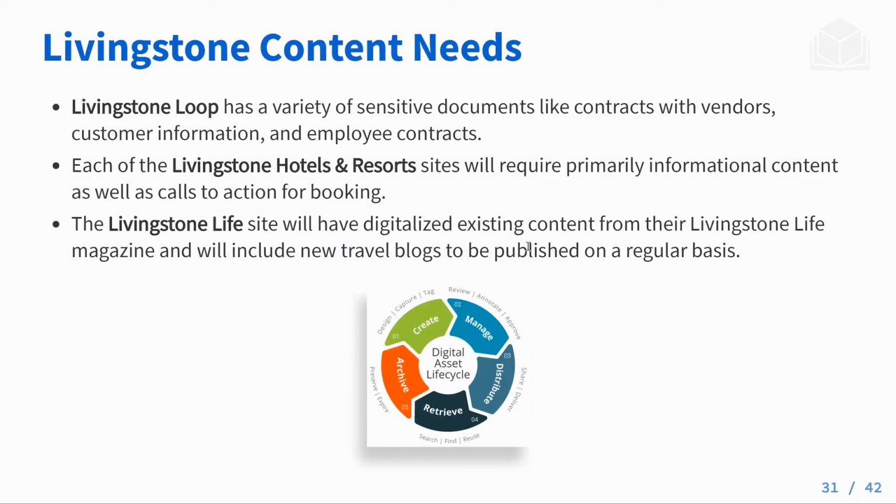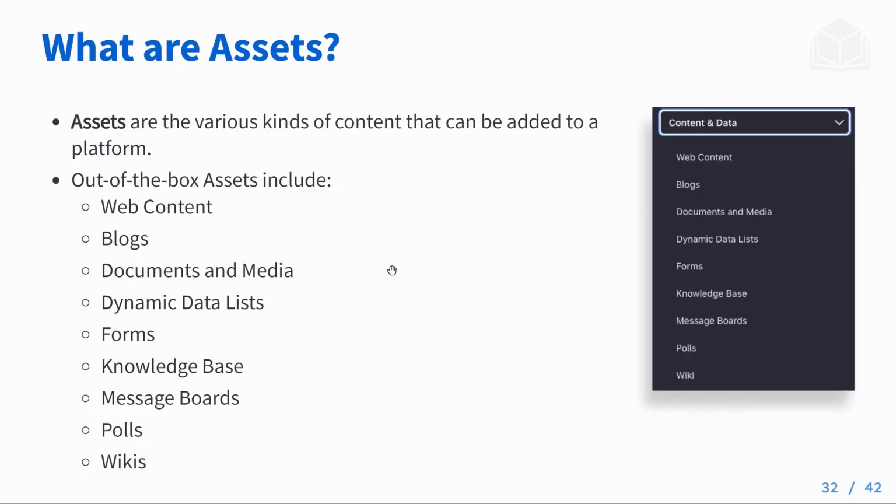So how does it do that? If we can remember, Livingstone Loop was the intranet for Livingstone. And so it's going to have a lot of HR documents, contracts with vendors, various customer information, sensitive documents that not everyone should have access to. In addition, all of the outward-facing sites, such as the Livingstone hotels and resort sites, are going to have primarily informational content. The Livingstone Live site is going to be responsible for digitalizing all of their existing content, migrating that to Liferay DXP, and then also putting out all these new travel blogs that are going to be published on a regular basis. So how does that work in Liferay?